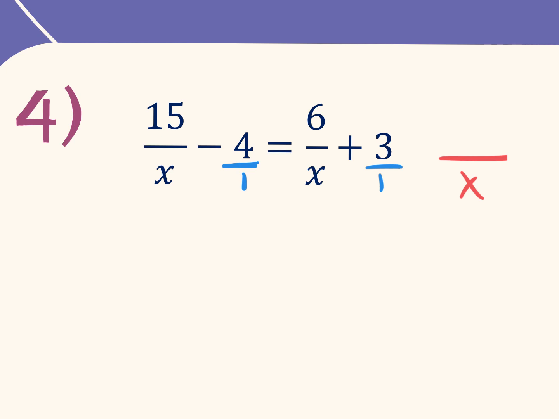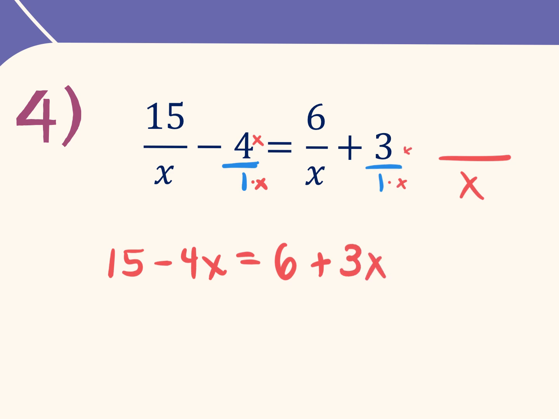15 has an x as a denominator. I'm leaving it alone. Minus. How would I change 1 into an x? I multiply by x, right? What you do to the bottom, you do to the top. So this becomes minus 4x equals. Do I need to do anything to 6 over x? No, so this stays. And then what do I have to do here with 3? I multiply x on the bottom and the top. So here and here, so this becomes 3x.